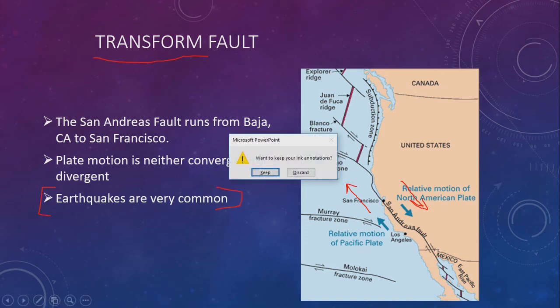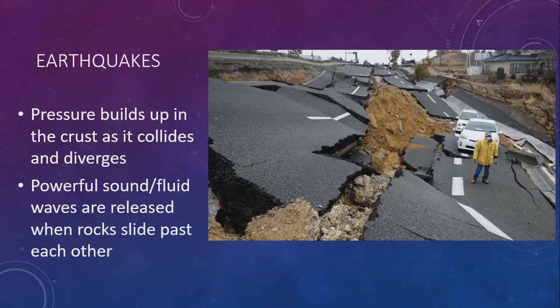And you can kind of imagine why. Technically, all of these boundaries can produce earthquakes, but when you're sliding across like this, there's so much friction that you get these shifts that are very violent when pressure builds up, and that's what an earthquake is. So if you didn't know, that's what causes earthquakes in the world, and this is one of the main reasons that plate tectonics is such an important field of study: to learn when pressure is building up in these plates, and to be able to predict when earthquakes might happen. So pressure builds up, and basically powerful sound and fluid waves are released when the rocks slide past each other.